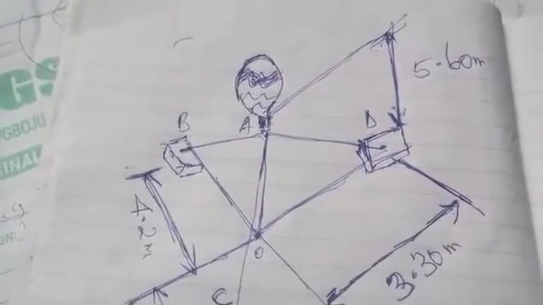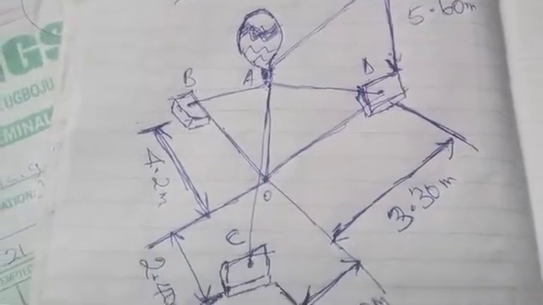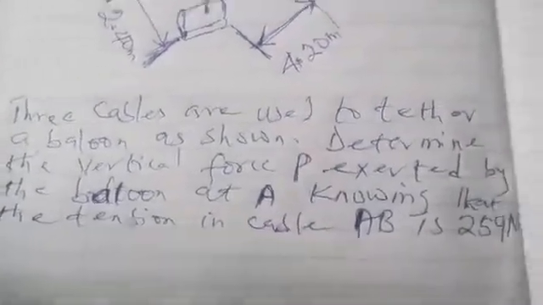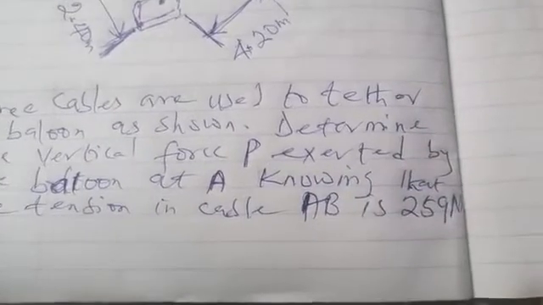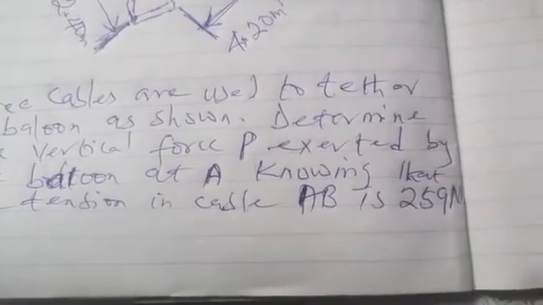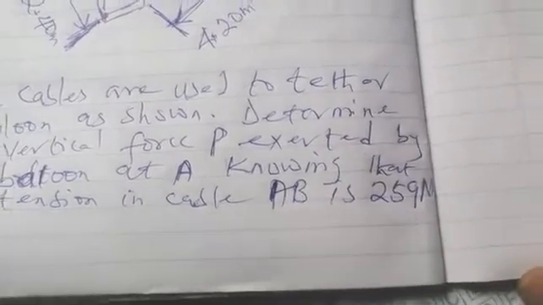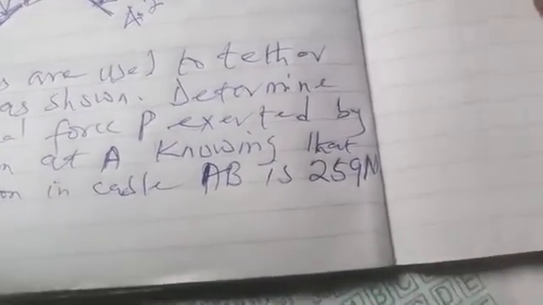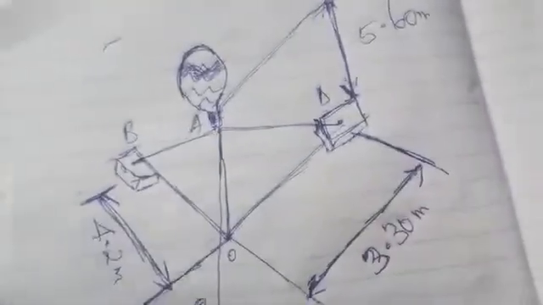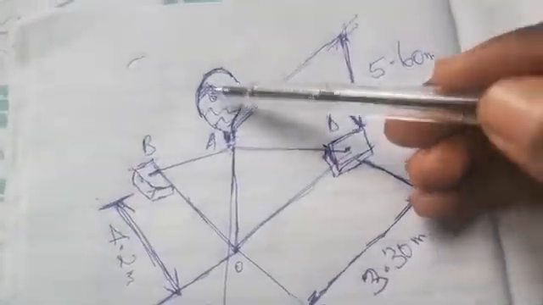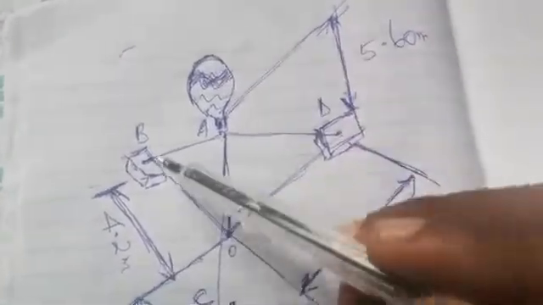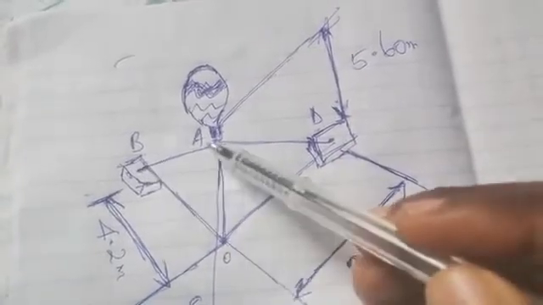Today we'll continue with a series on three dimension with a problem which says three cables are used to tether a balloon as shown. Determine the vertical force P exerted by the balloon at A, knowing the tension in cable AB is 259 newtons.